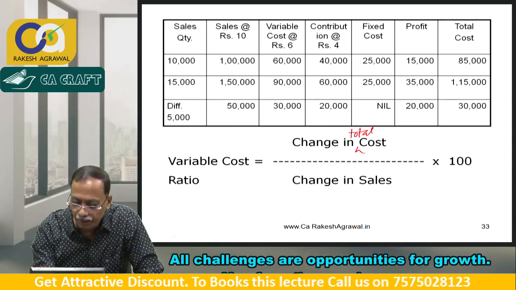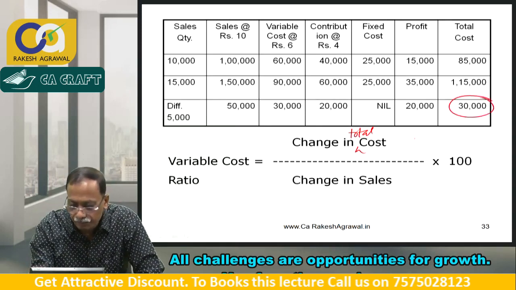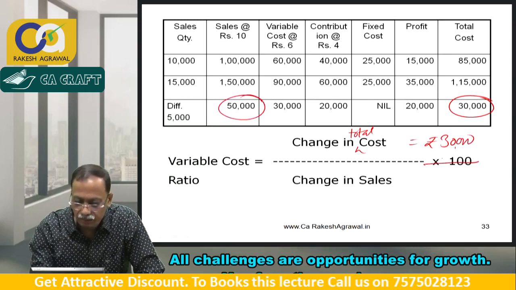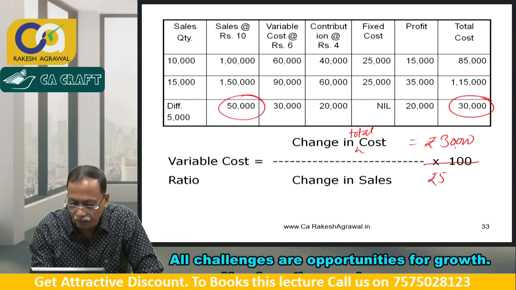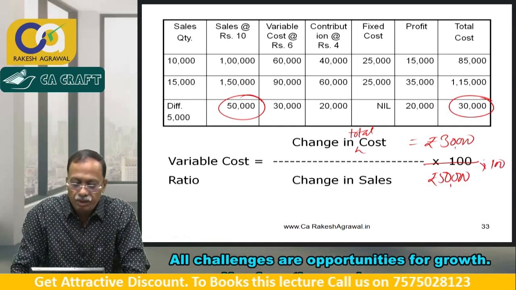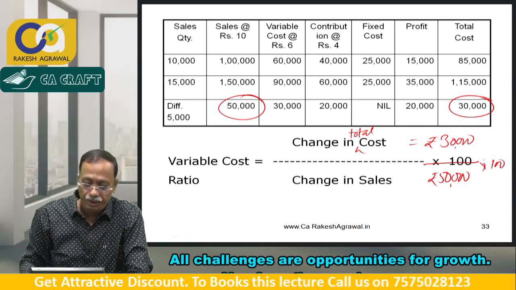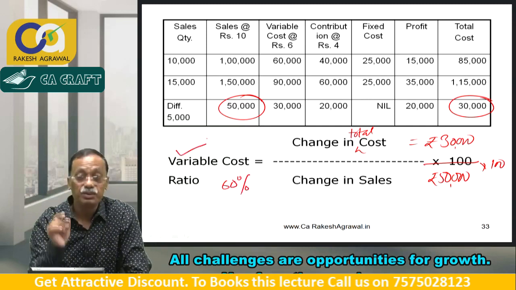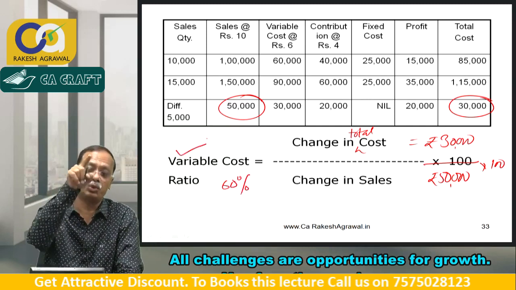Now substitute the data. Change in total cost is rupees 30,000 divided by change in sales is rupees 50,000. So 30,000 upon 50,000 into 100. So you will get the answer as 60%. And naturally 60% is your variable cost ratio.